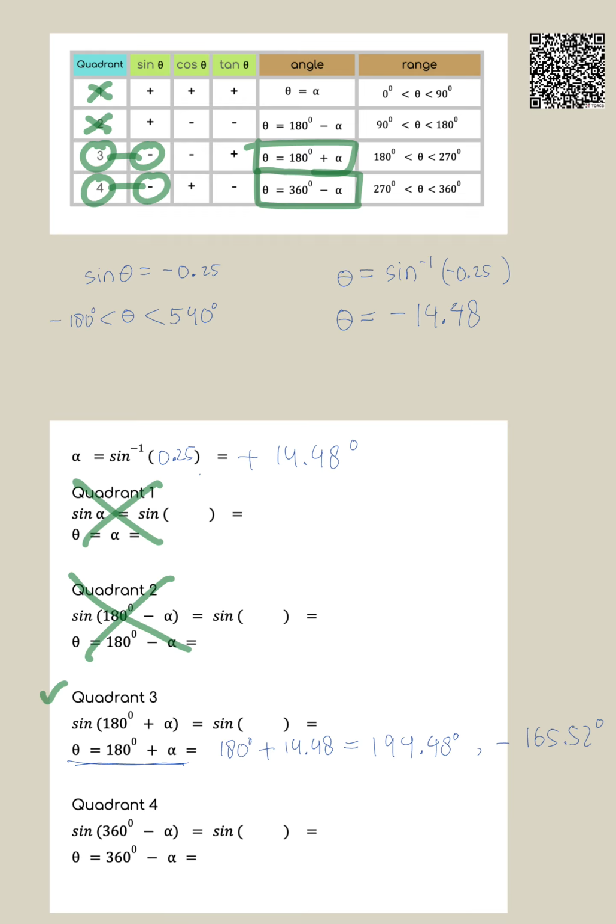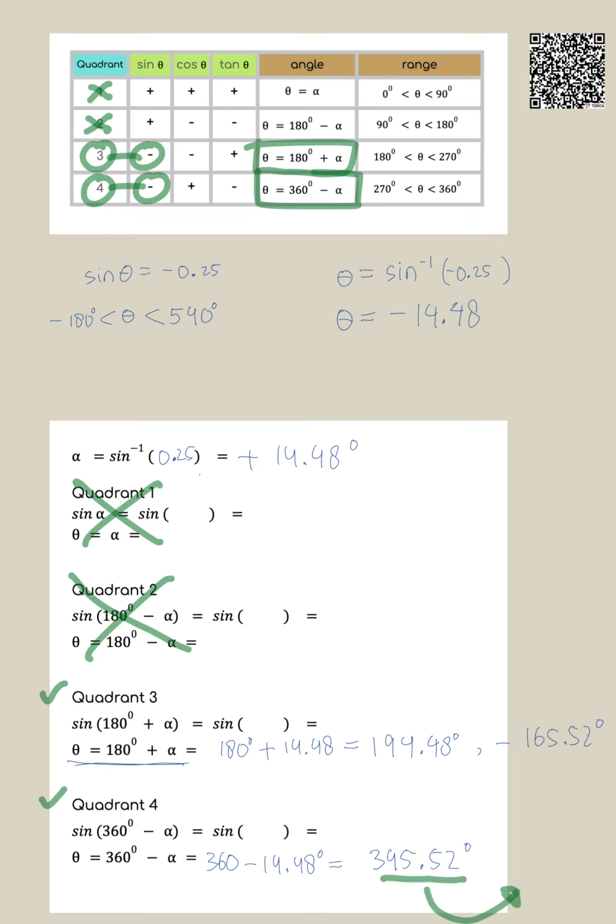So we have two answers. Then we try out quadrant 4. Similar, 360 minus alpha, and alpha is 14.48. So 360 minus 14.48 degrees. We simply use the calculator. 360 minus 14.48. You get 345.52 degrees. Okay, good. So that's one of the answers.